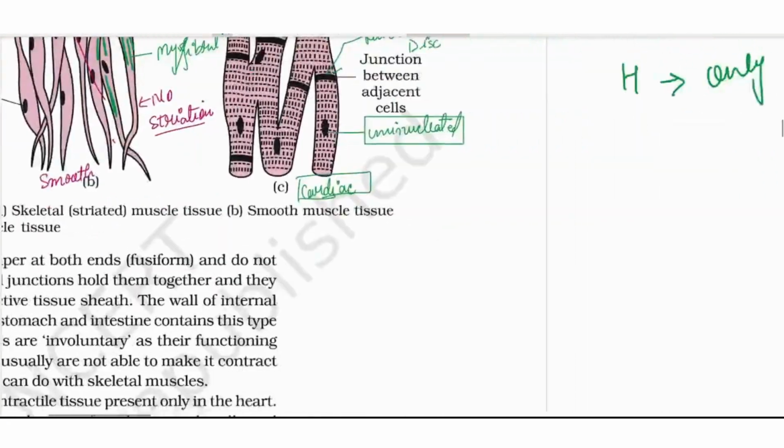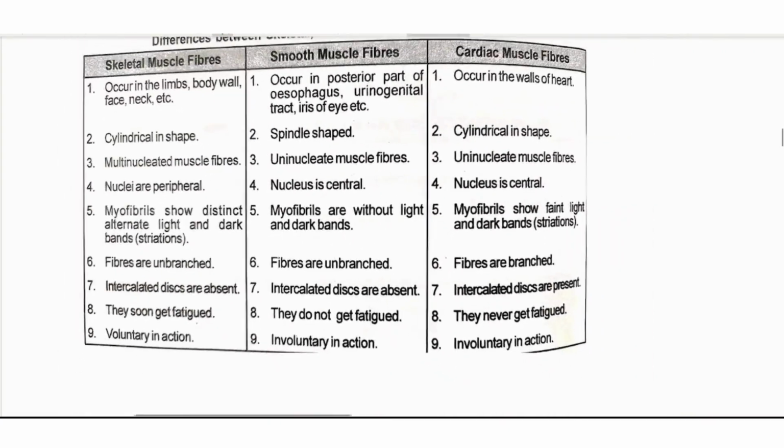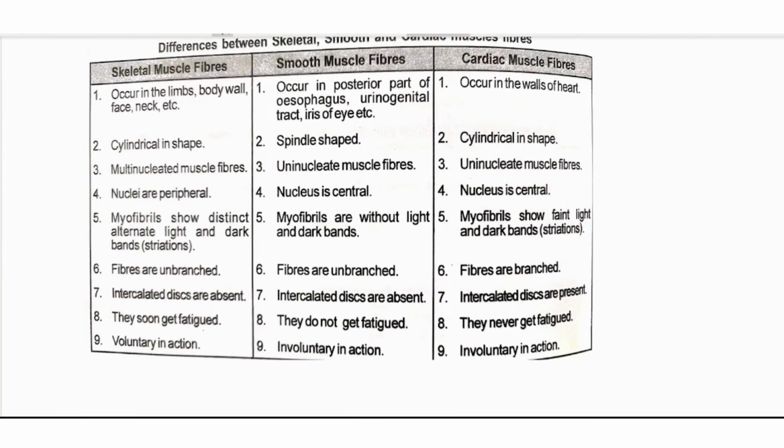Let's see the basic difference between the three with the help of this table. So what is the basic difference between the three? That is their location. What is the location of these three? In the first point, the location is given: the limbs, body walls, face, neck. The smooth muscles are present in the urinogenital tract, iris of the eye, esophagus. Okay, but in the heart only the cardiac muscles are present.